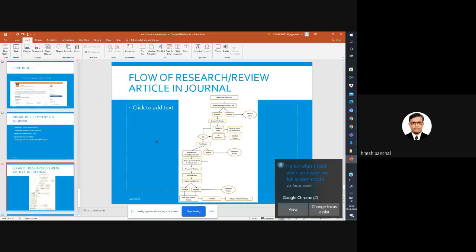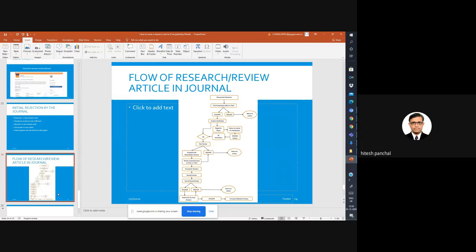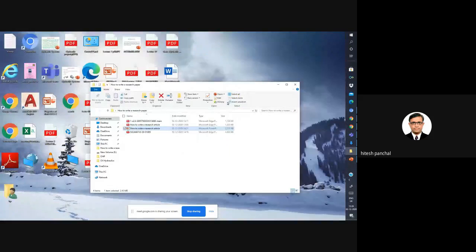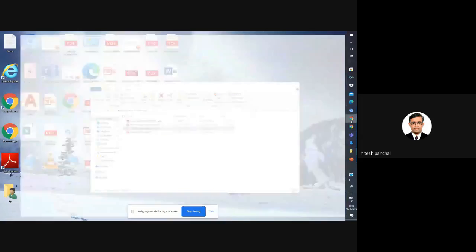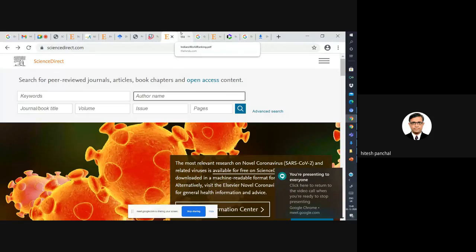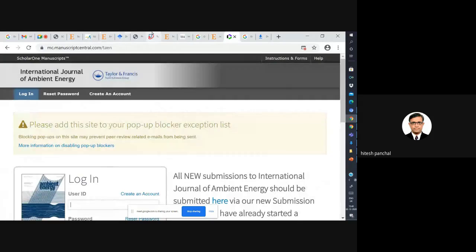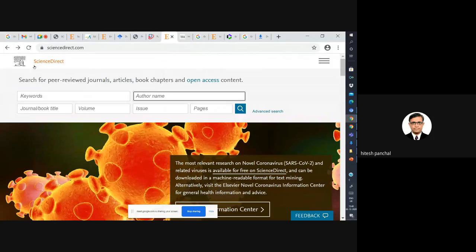Okay, now this is the flow of a research or review article if you submit it to a journal. I think we all know it, so I will not tell you in detail about this. Now let me share something with you. One minute.